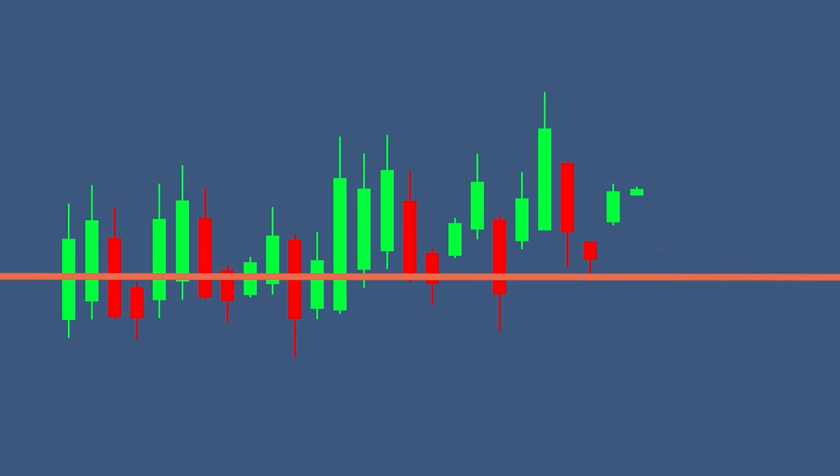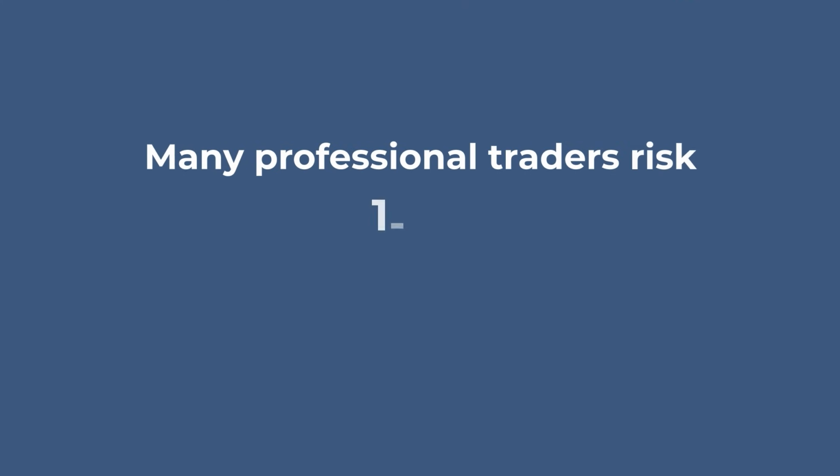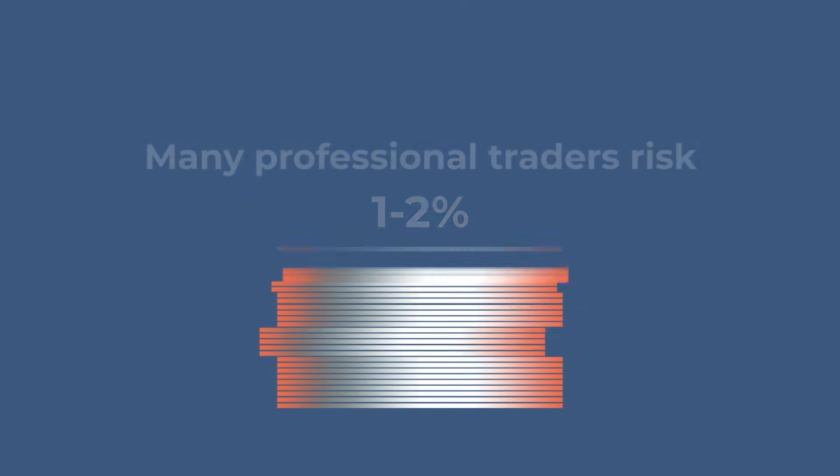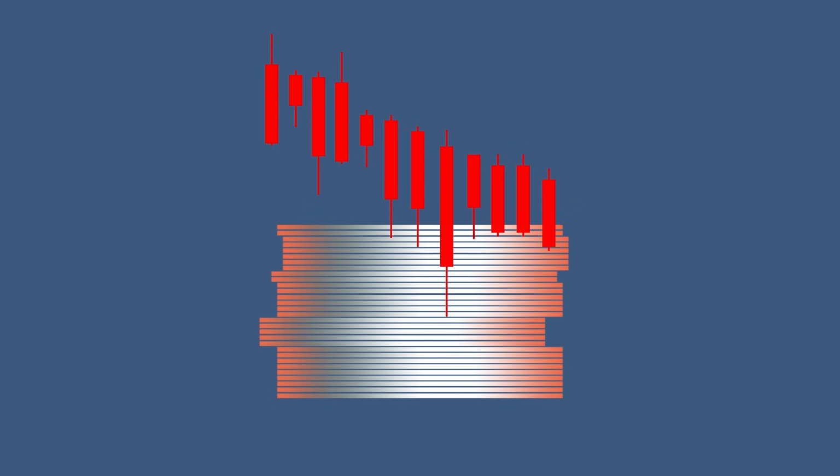Keep your risk per trade low. Many professional traders risk 1 to 2% of their capital per trade. This ensures they can weather losing streaks without blowing up their account.